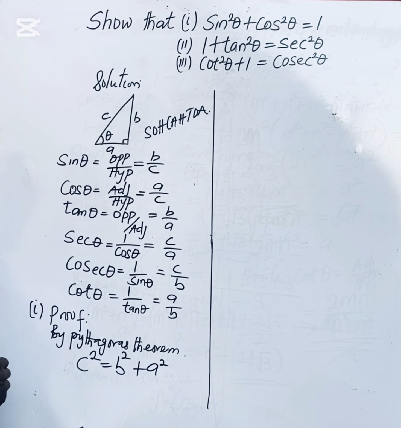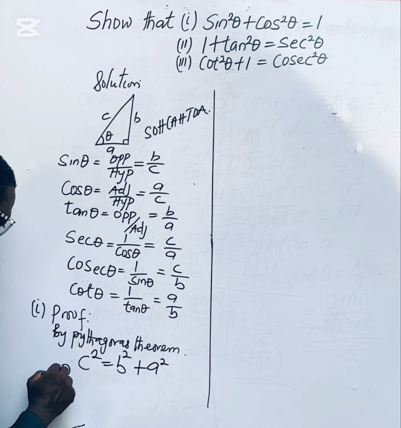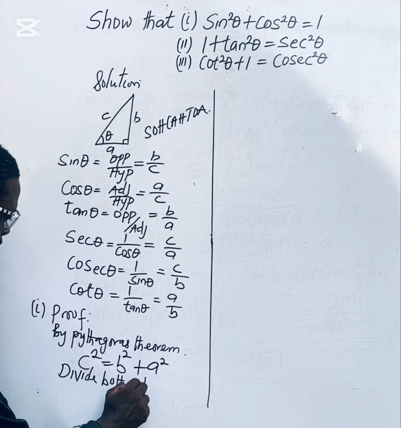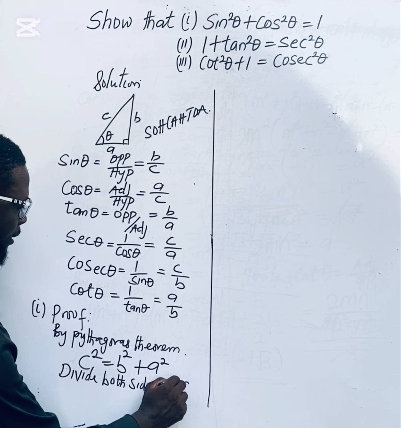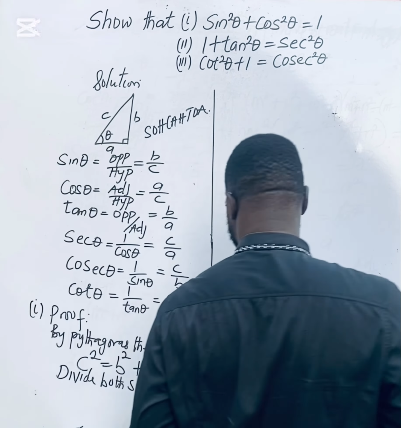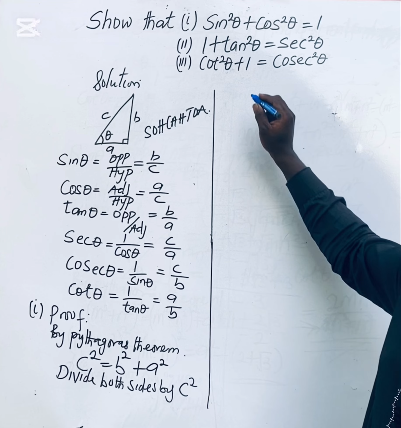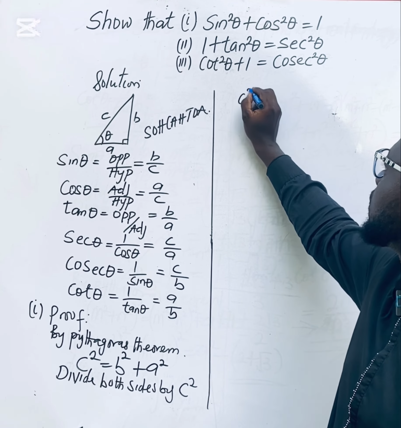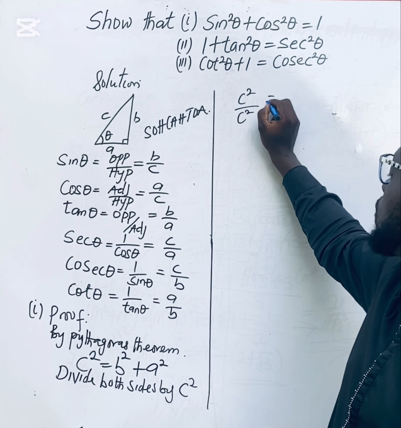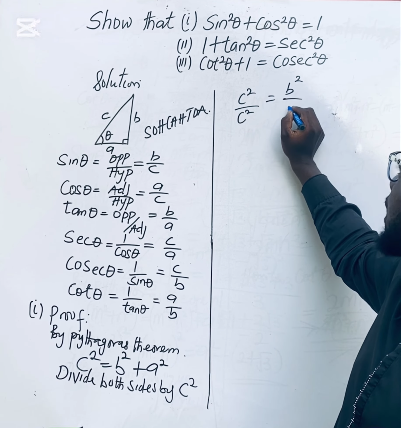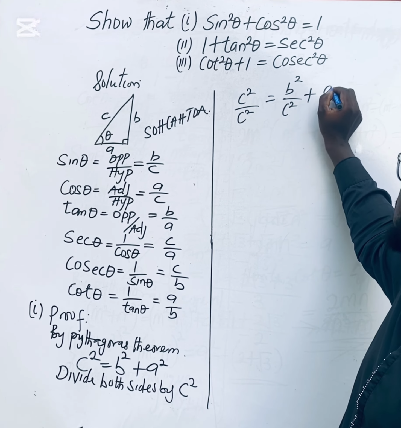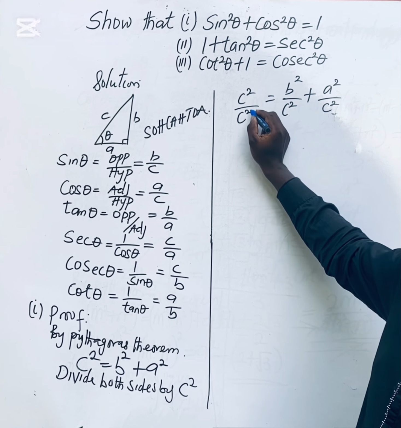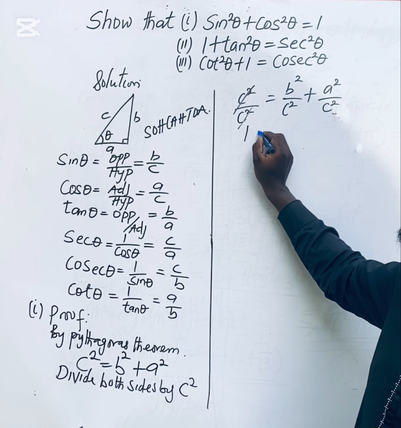All right. Now, the next thing you do is divide both sides by C square, so that you have a numerator and a denominator. So when you divide by C square, you have C square over C square equals B square over C square plus A square over C square. All right? So this one now will be, this will go with this. You have 1 equal to.